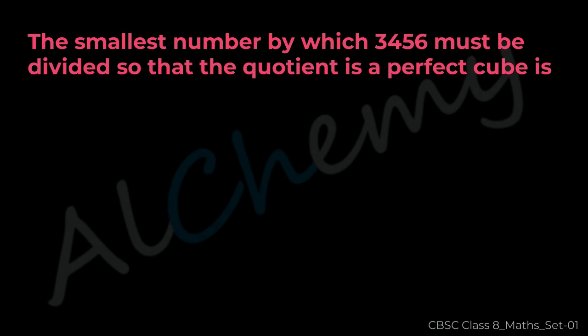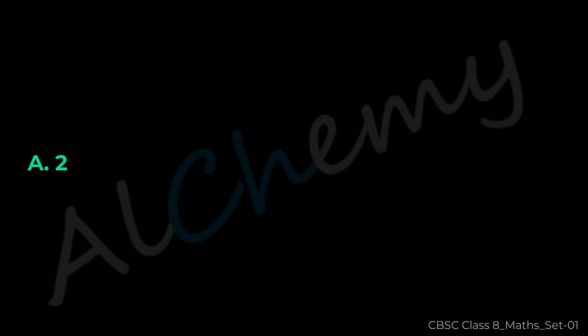Question 10. The smallest number by which 3456 must be divided so that the quotient is a perfect cube is A 2, B 3, C 4, D 6. The correct answer is A 2.